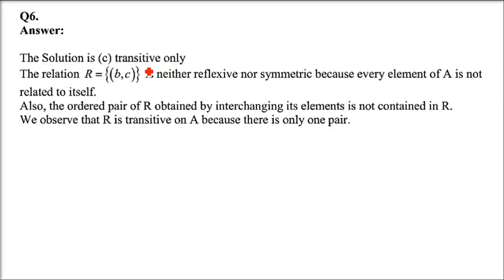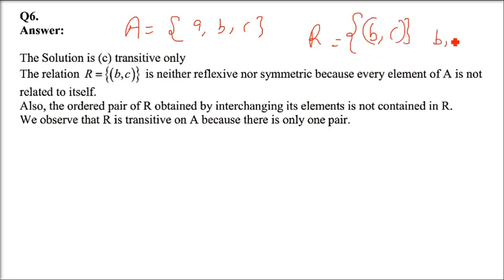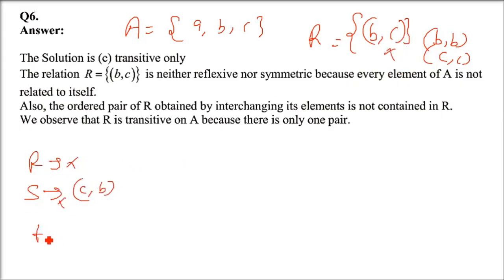Question number 6. If A = {a, b, c}, then the relation R = {(b, c)} on A is. There will be a concept coming, which we already discussed in the previous exercises. Only one ordered pair is given: (b, c). If we want this to be reflexive, (a, a), (b, b), (c, c) have to be there. So it is not reflexive. Symmetric: if (b, c) is there, (c, b) should also be there. It is not, so it is not symmetric.